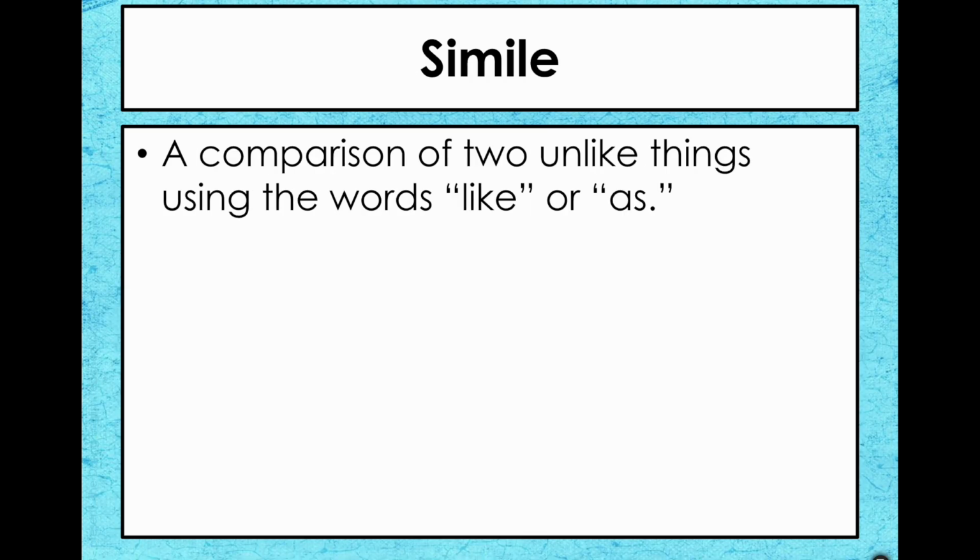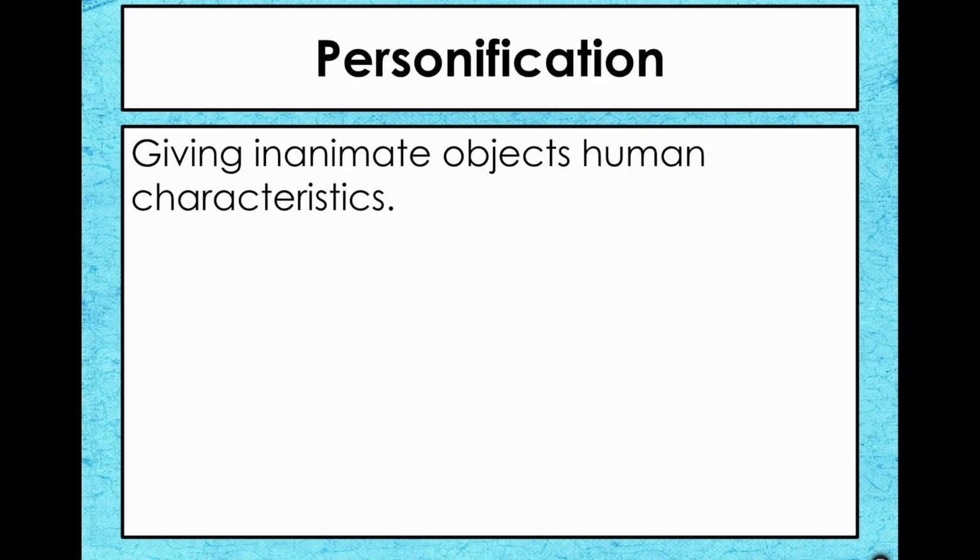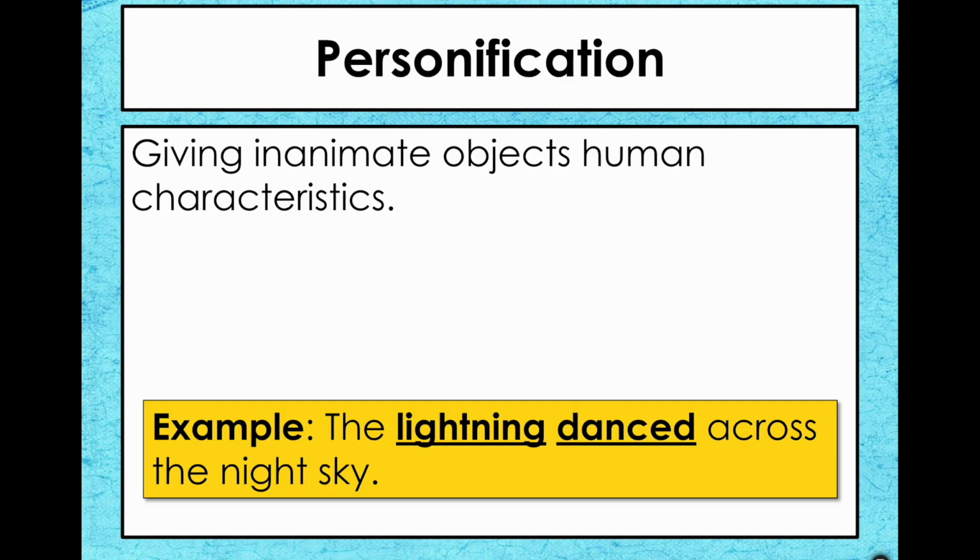Simile is a comparison of two unlike things using the words like or as. So the example, the young girl is as brave as a lion. Comparing the young girl to a lion using the word as. That would be a simile. Personification is giving inanimate objects human characteristics. We've got an example right there.